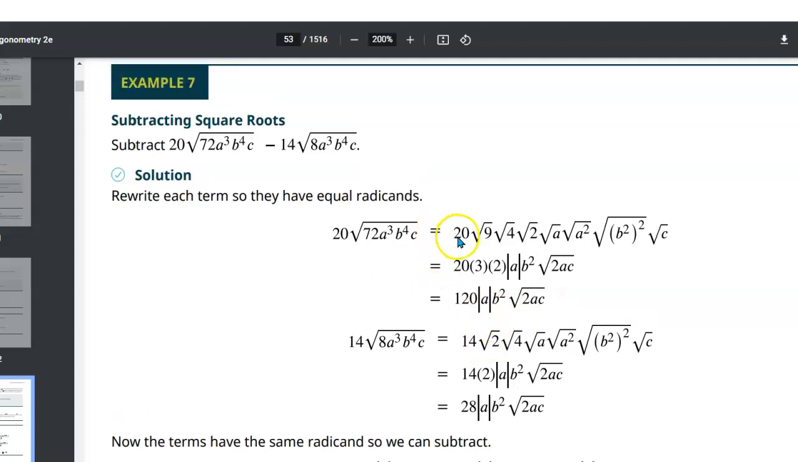You chunk the radical. 72 is 36 times 2. Just do 36 times 2. Square root of 36 is 6. 6 times 20 is 120 here. So you get 120 AB squared. Remember, for A cubed, you want A squared times A, and that A squared comes out as an A.